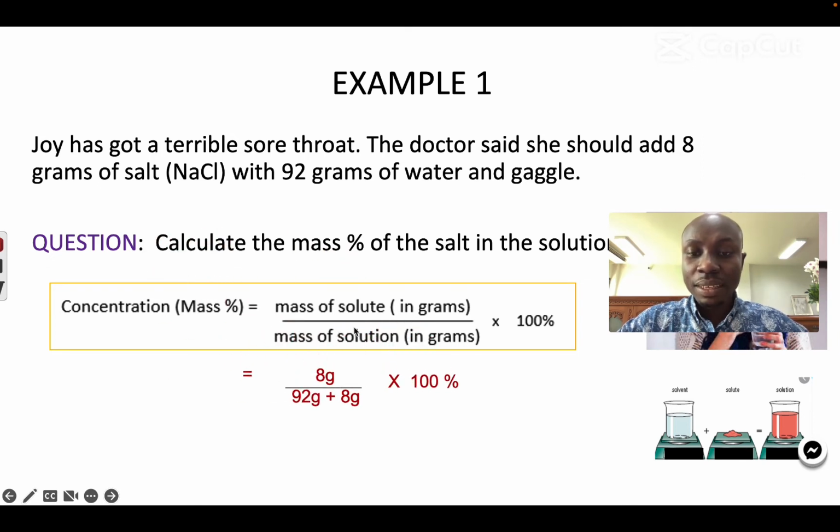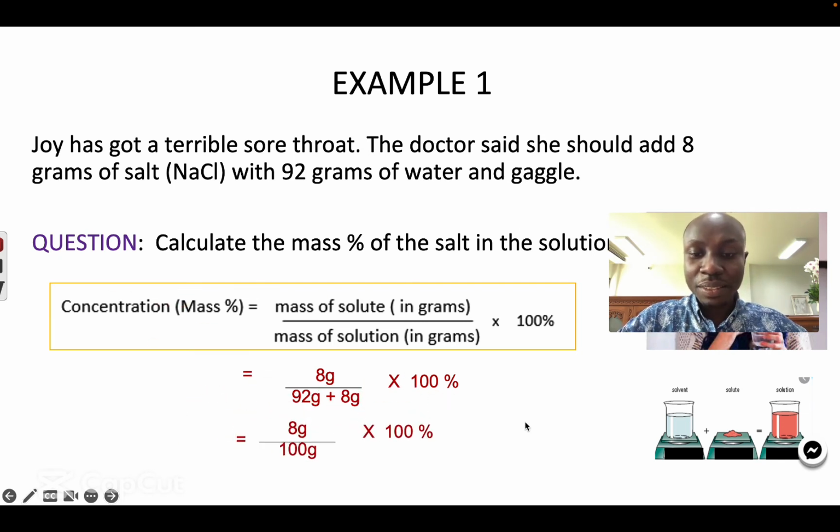The mass of the solute, the salt, is 8 grams. The mass of the solution is what? Mass of the solvent plus mass of the solute. Here in this picture you can see mass of the solvent, the water, plus the mass of the salt or the solute will give us mass of the solution times 100%.